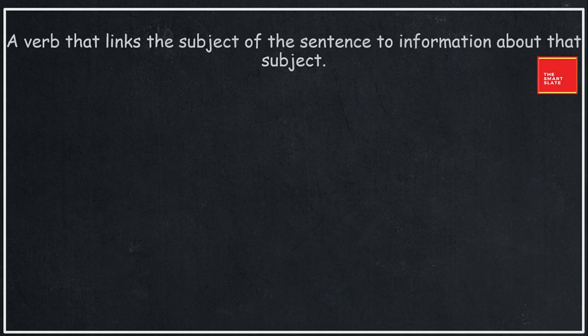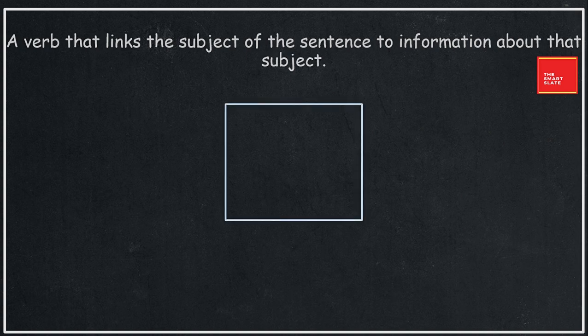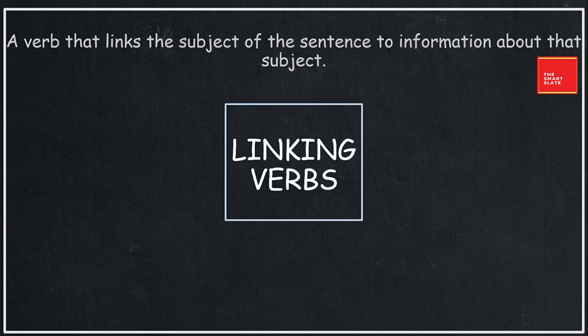The second type we'll understand here is a verb that links the subject of the sentence to information about that subject. Now in this particular type, I think we have completed modals, auxiliaries, regular, irregular. So this is the fifth type, I think. So when you link the information about the subject to the subject, this verb is known as a linking verb, because it is linking the subject to the information about the subject.